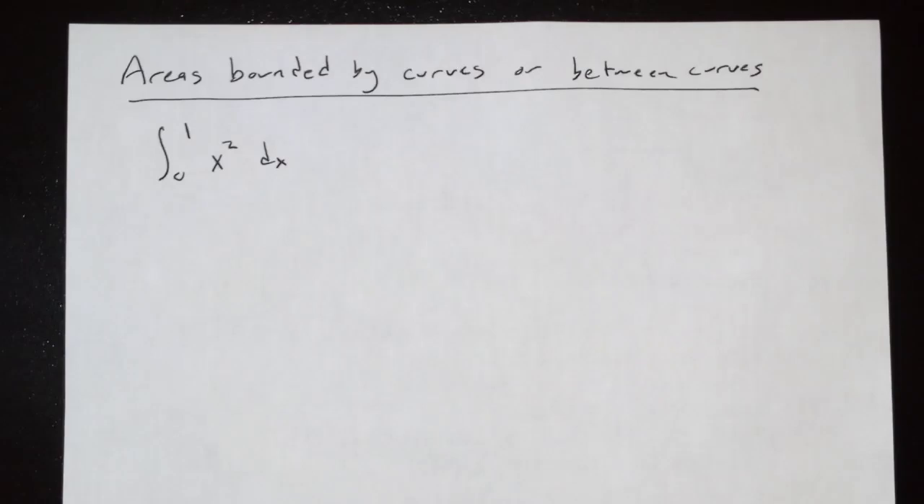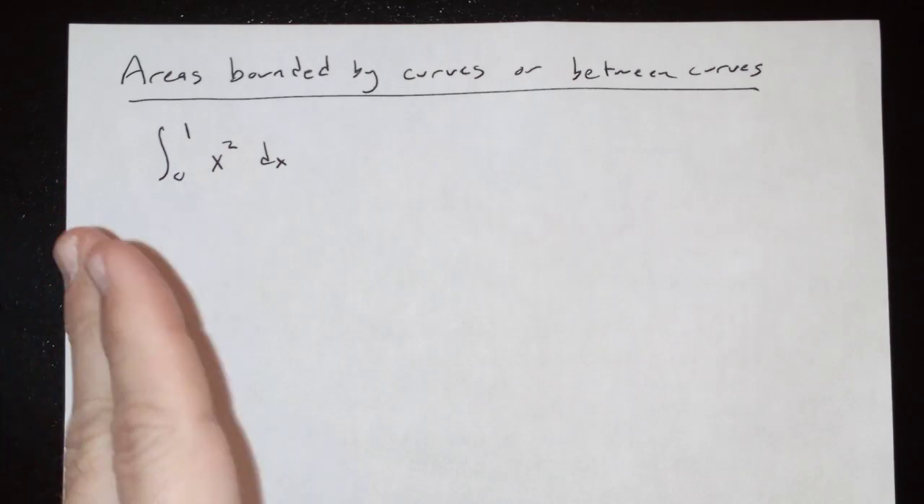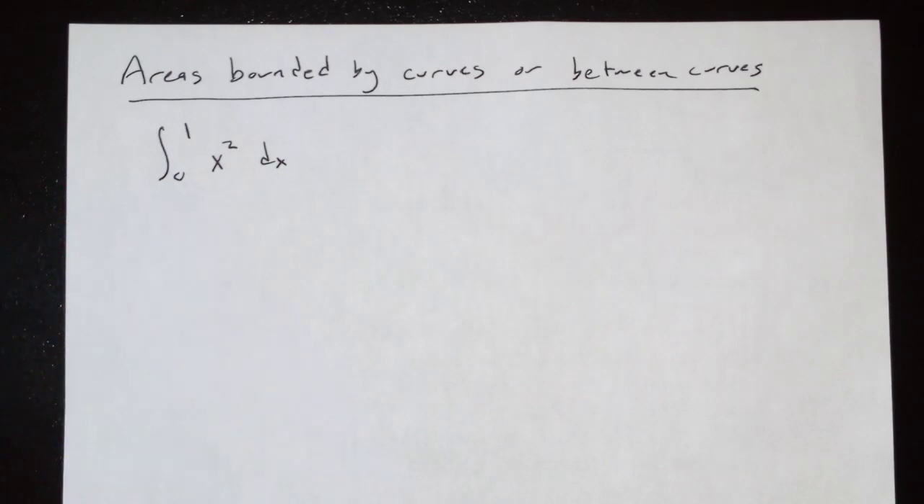We kept talking about the area under a curve. I don't want you to do this integral. I know you can do this integral. Sketch it. What does it represent as an area? What's the picture you get?